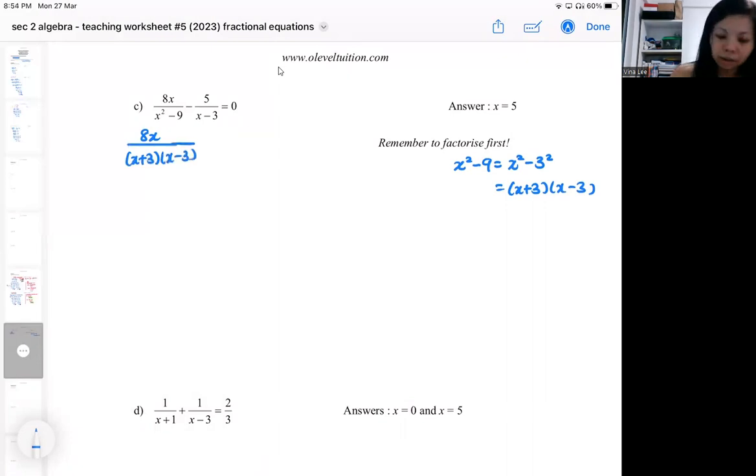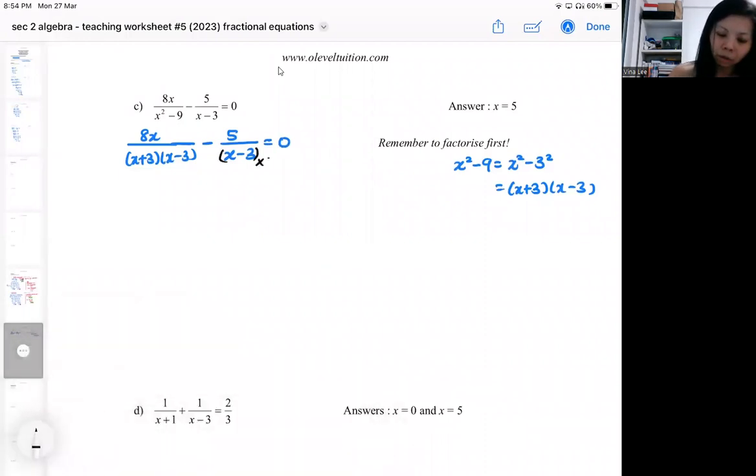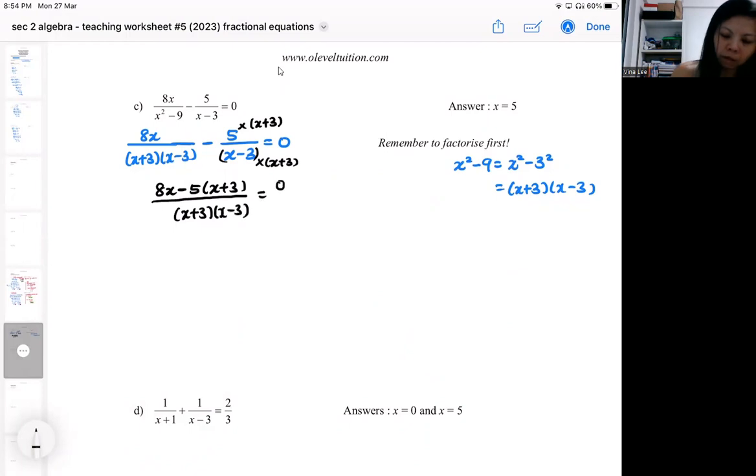So you factorize. And then you try to make the same denominator, so you can compare the brackets. So there is a missing bracket. So again, you make the same denominator. Once you get the same denominator, you will get a single fraction. So it's actually very repetitive.